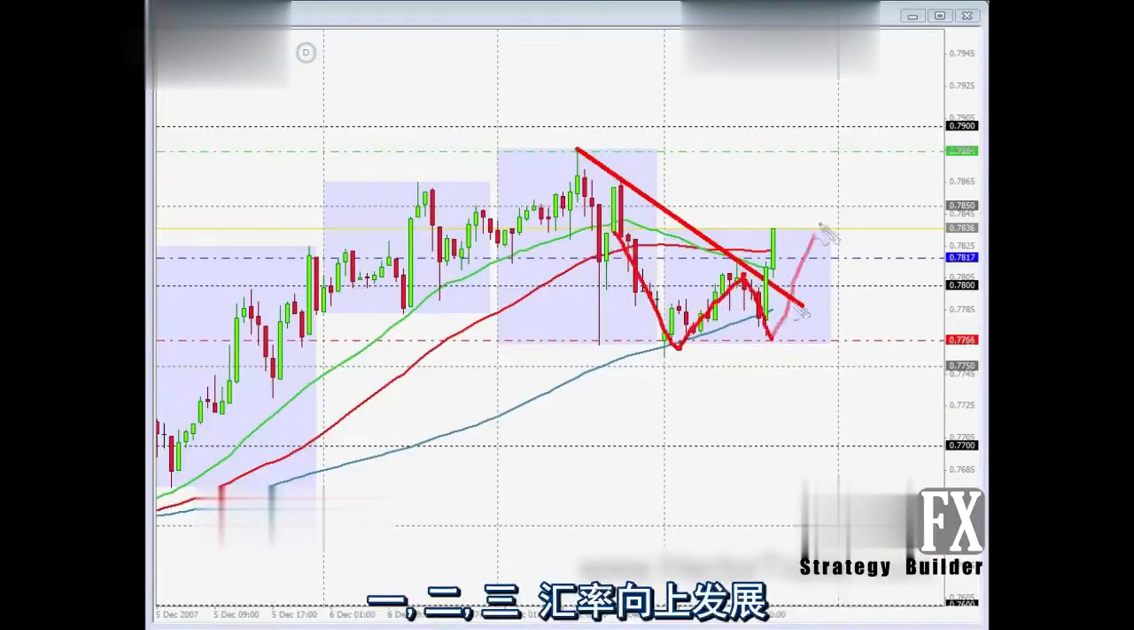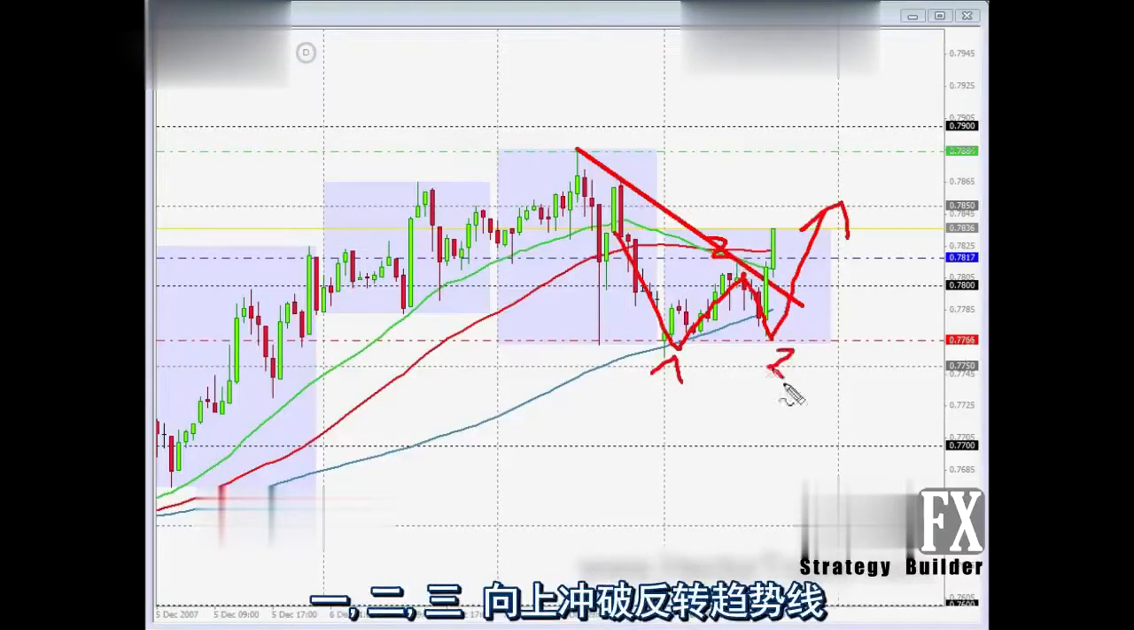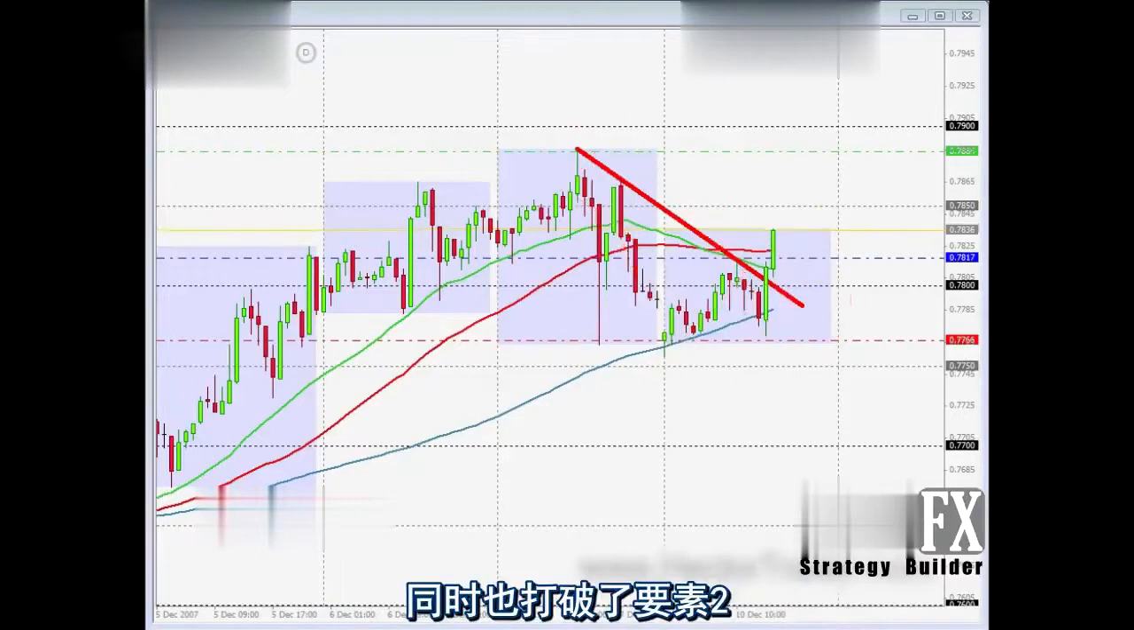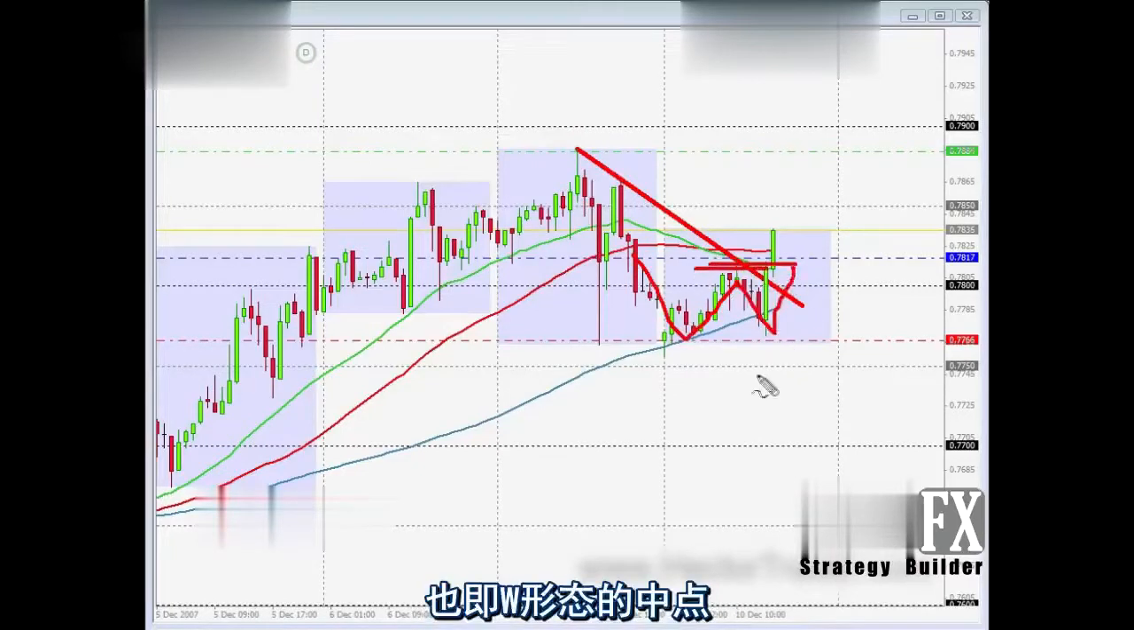1, 2, 3, and off it goes. All right, 1, 2, 3. And off it goes, breaking the retracement trend line, breaking the aspect number 2. Okay, this is the W formation midpoint right there.